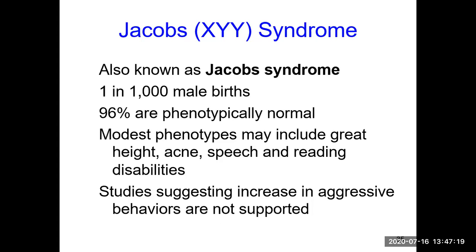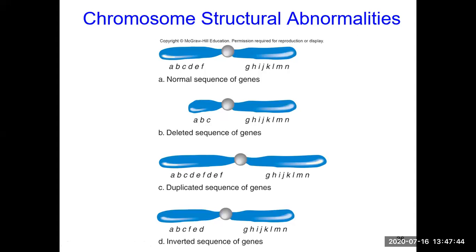Jacobs, XYY syndrome. The individual might look phenotypically normal from outside, but some studies have suggested aggressive behavior. Some other studies oppose that. Some phenotypes might include that these individuals may be really tall. There might be a problem with acne, speech, and reading disabilities. So those were all numerical abnormalities, but still keep in mind, for the majority of chromosomal numerical disorders, the fetuses get spontaneously aborted. They will not be born. And you have seen even when they are born, they're all infertile.